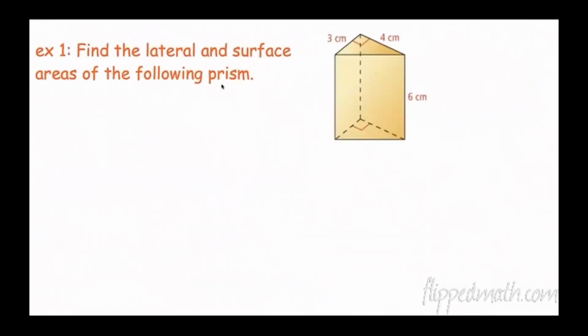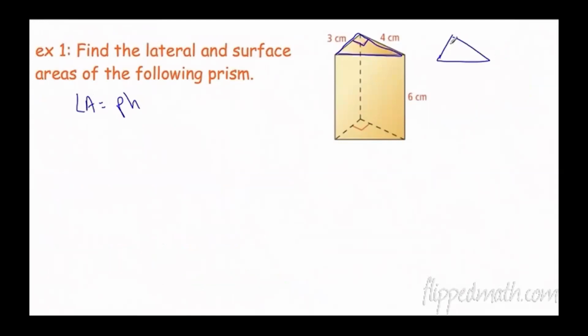So find the lateral and surface areas of the following prism. So first thing we need to do, find the lateral area. And what is our lateral area formula? Perimeter of the base times the height. So I need the perimeter of the base. So I have 3 plus 4 plus, man, I don't know what that is. But it's a right triangle, so I know I can use Pythagorean theorem to find it.